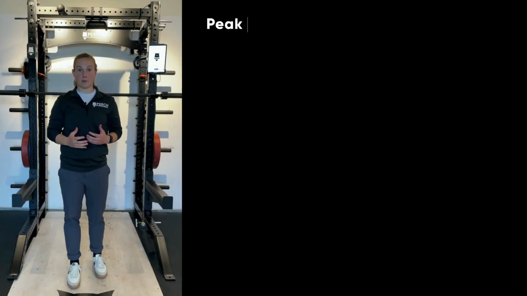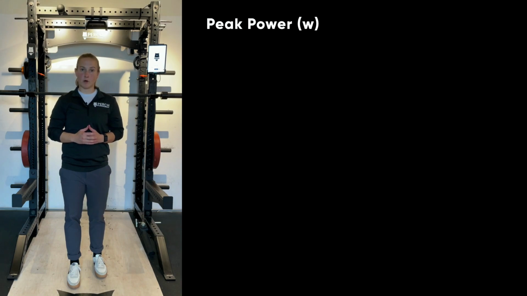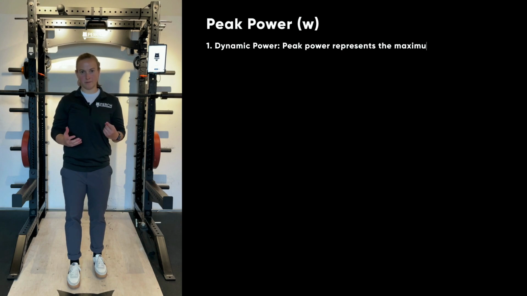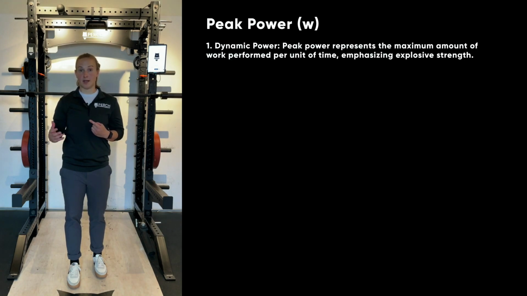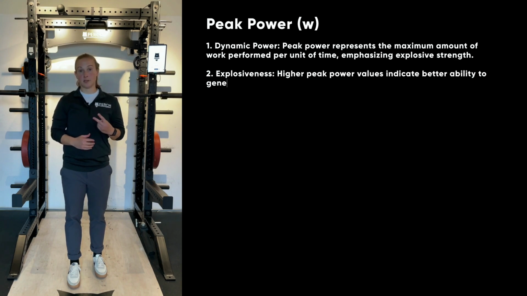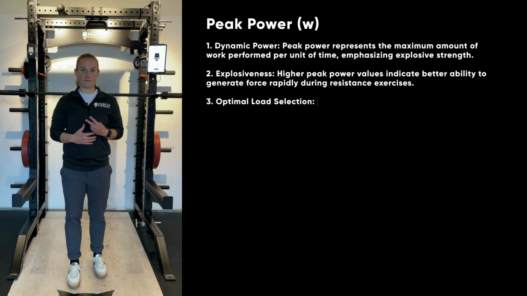Next, we'll talk about power as a metric. Power is going to be measured in watts. First up, peak power. Number 1, dynamic power. Peak power represents the maximum amount of work performed per unit of time, emphasizing the athlete's explosive strength. Number 2, explosiveness. Higher peak power values indicate better ability to generate force rapidly during resistance exercises.